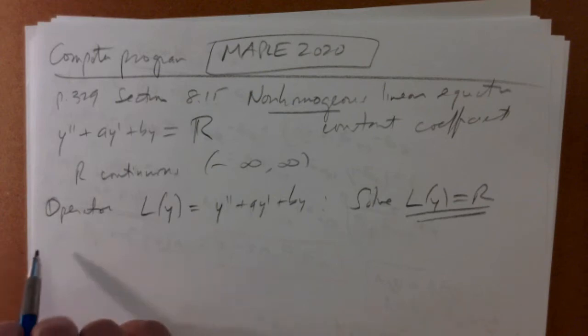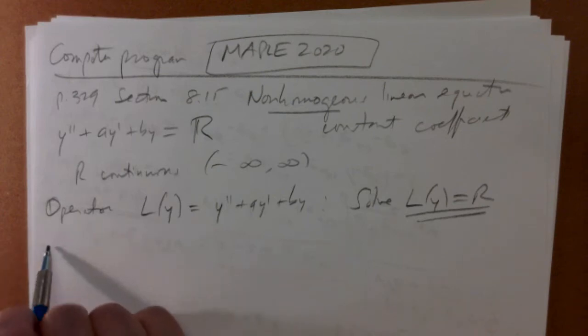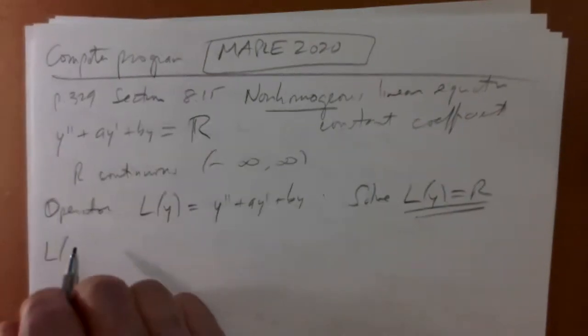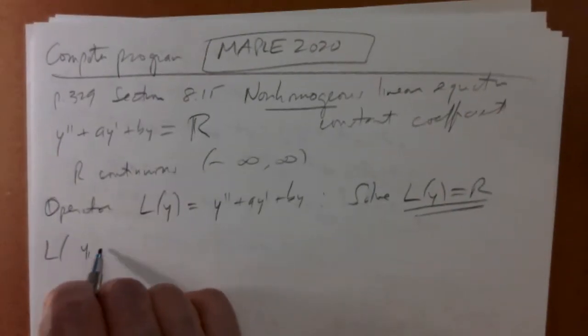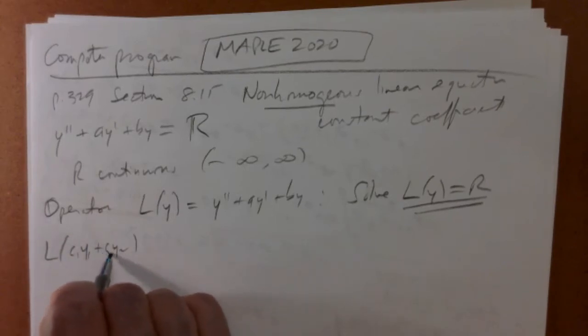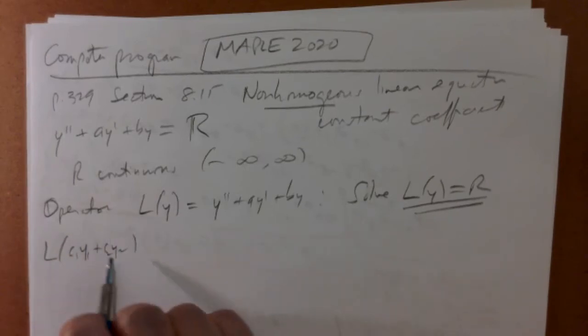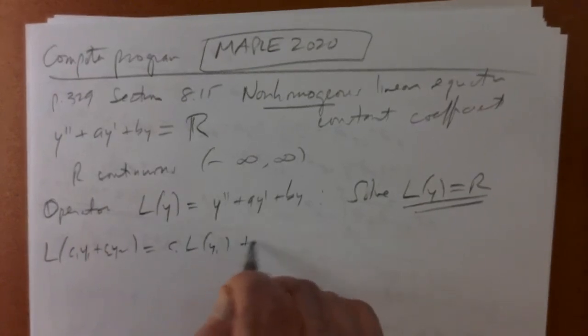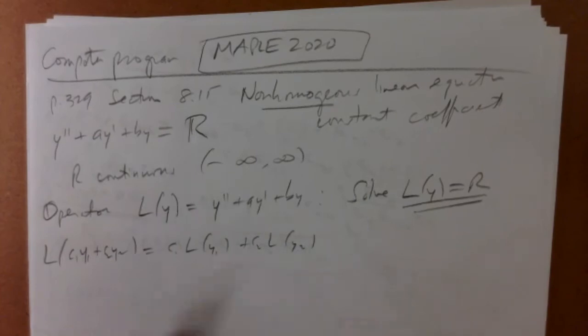Now, this is a linear operator. So we know that if you take the sum of two functions, y1 plus y2, or even multiply those functions by constants, c1 and c2, L of c1 y1 plus c2 y2 is c1 L of y1 plus c2 L of y2.